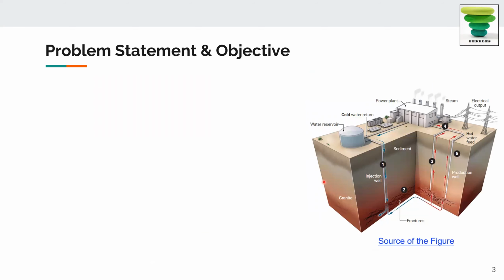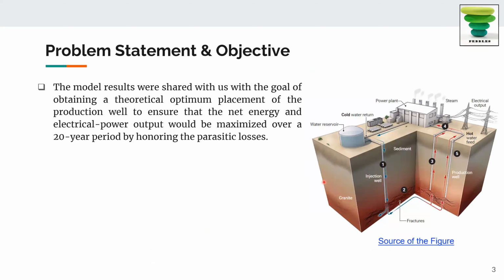Moving on to the problem statement. As we all know, we were provided the model results with the goal of obtaining a theoretical optimal placement of the production well to ensure that the net energy and electrical power output would be maximized over a 20-year period by honoring the parasitic losses. So the task itself is quite challenging.